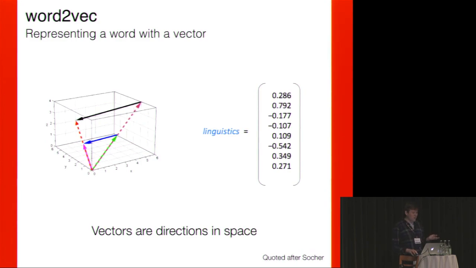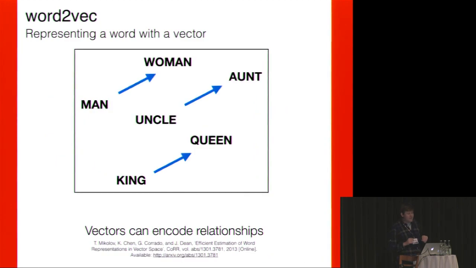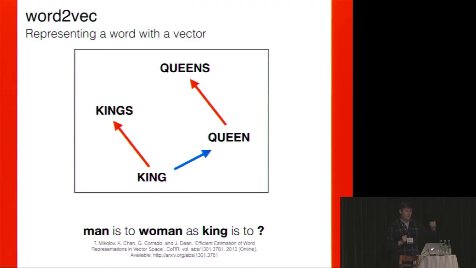But why would you want to represent the word with a vector? It's not that exciting. Well, the exciting thing is that if you look at that, and again, it's just directions in space, nothing fancy, but the direction from the point for man to the point for woman is almost the same as the one from uncle to aunt and from king to queen. So they encode semantic relationships. So this could be called femaleness. Another one could be plural, so the one from king to kings and queen to queens is very similar.